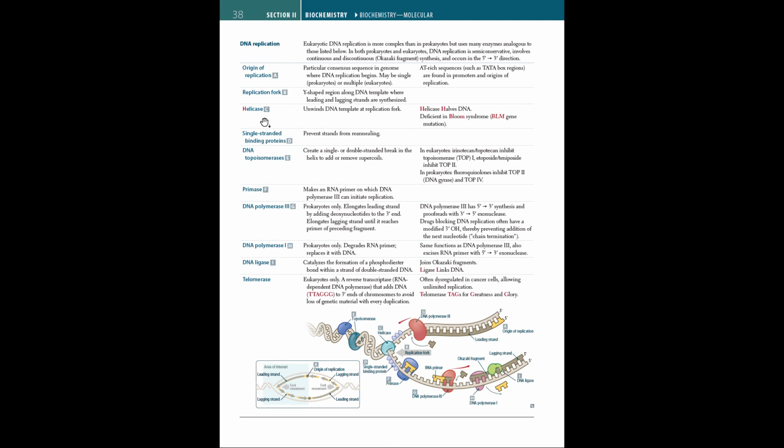Helicase, which is the structure C over here, is basically cutting, opening, and unwinding. As it says, unwinding DNA template at replication fork. It's like cutting a cloth, how you are making two pieces of the cloth by scissor. So helicase is more like scissor. Helicase deficiency in Bloom syndrome, BLM gene mutation.